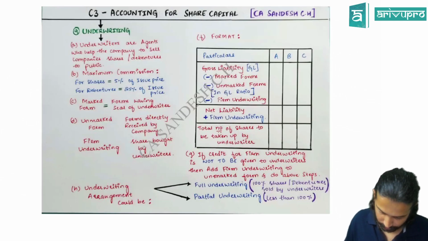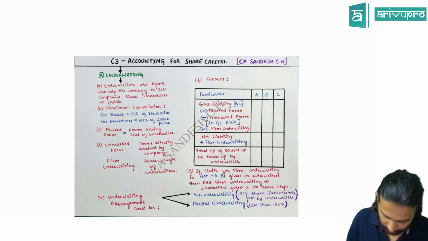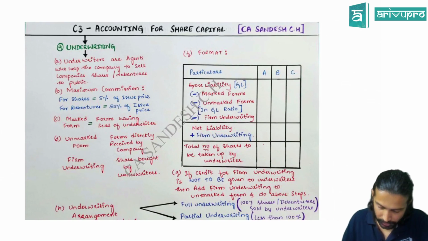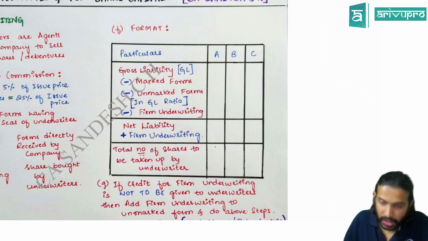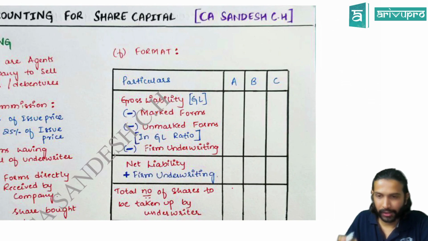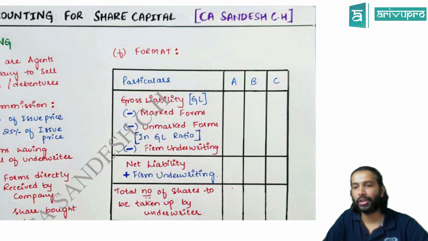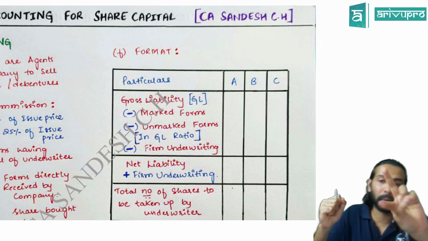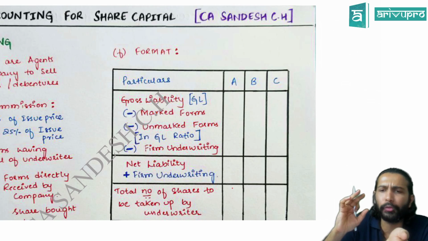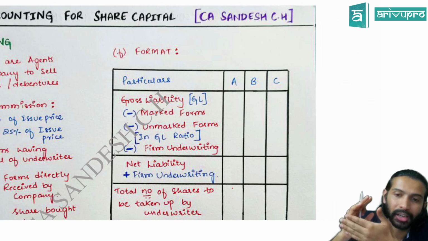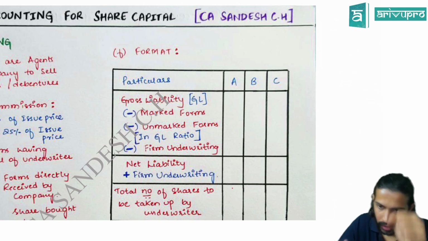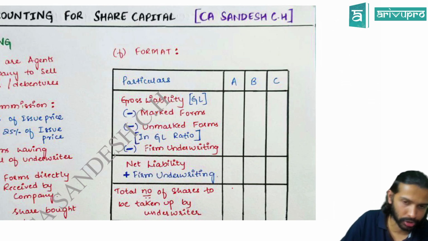This is our chart. In chapter number 3, we did share capital and we had put up this chart. Under point number 9, we had the underwriting pointer. Check, this is the format. We had gross liability. From gross liability, what do we do? Deduct marked forms. Marked forms means those applications which have the seal of the underwriter. Normally there will be more than one underwriter, so there will be confusion as to who sold. So whenever an underwriter sells any shares, he will put his firm's seal. Those sealed forms we call marked applications.